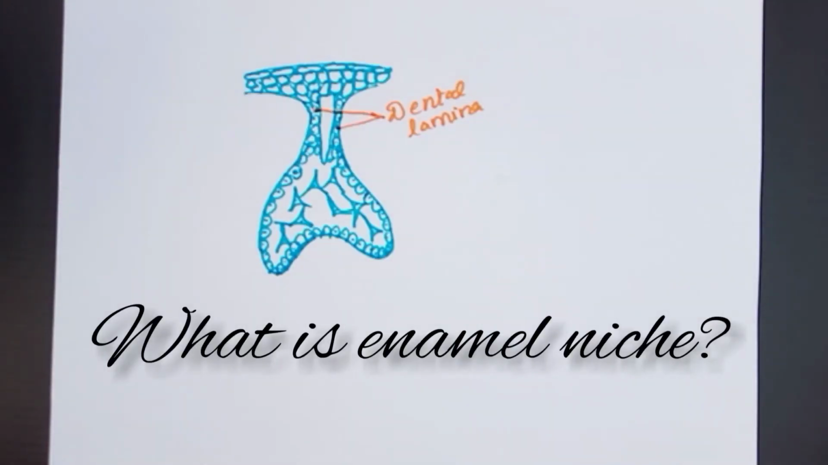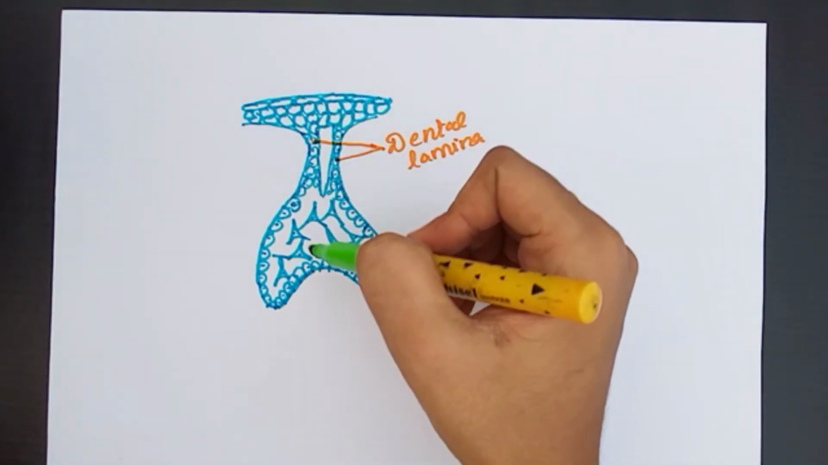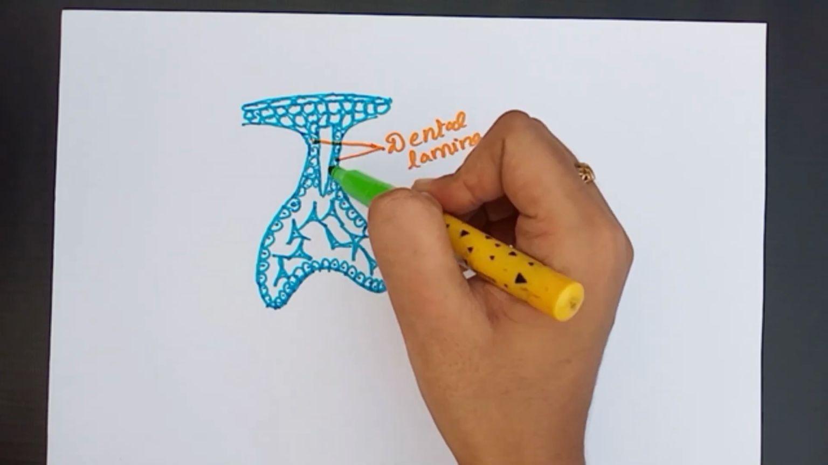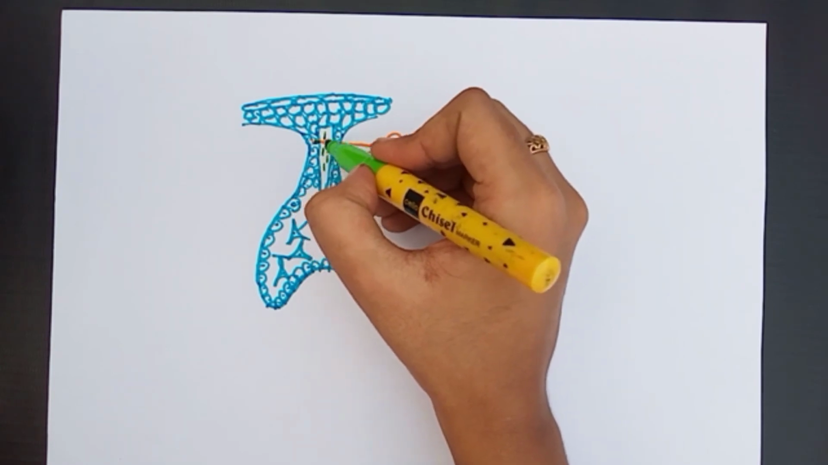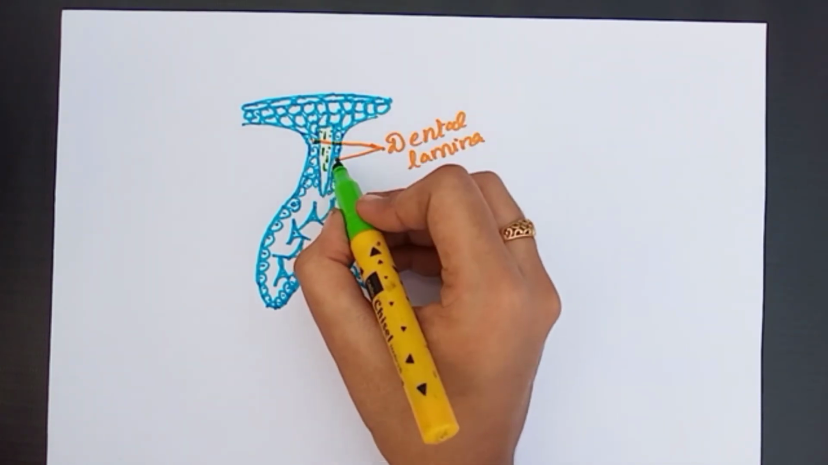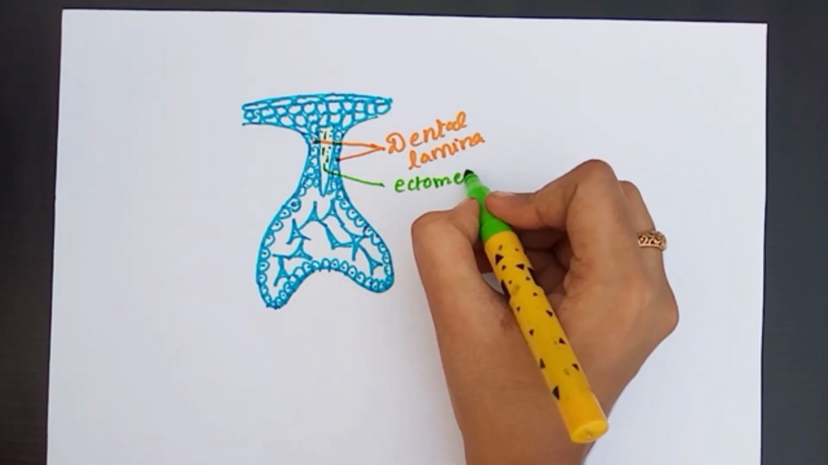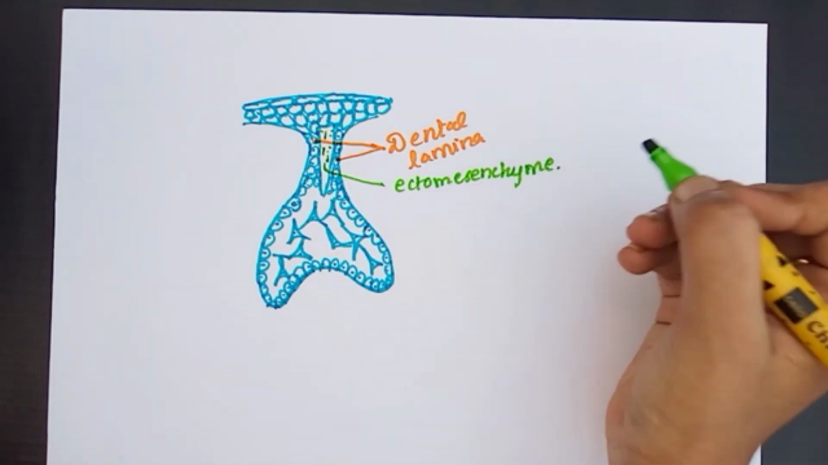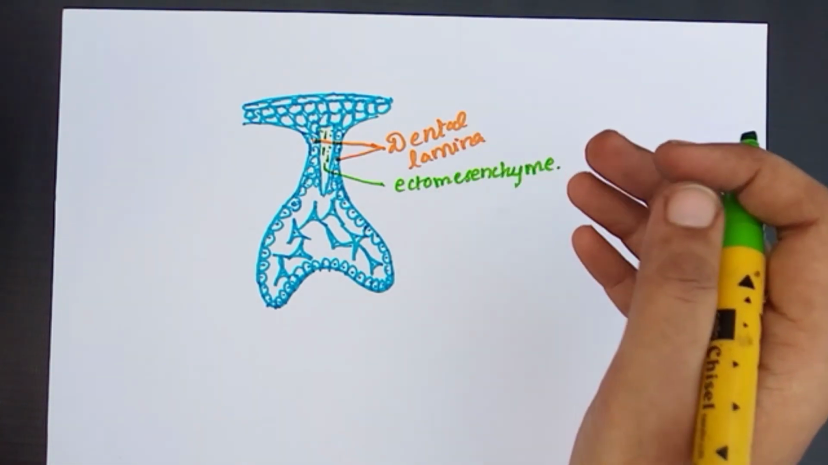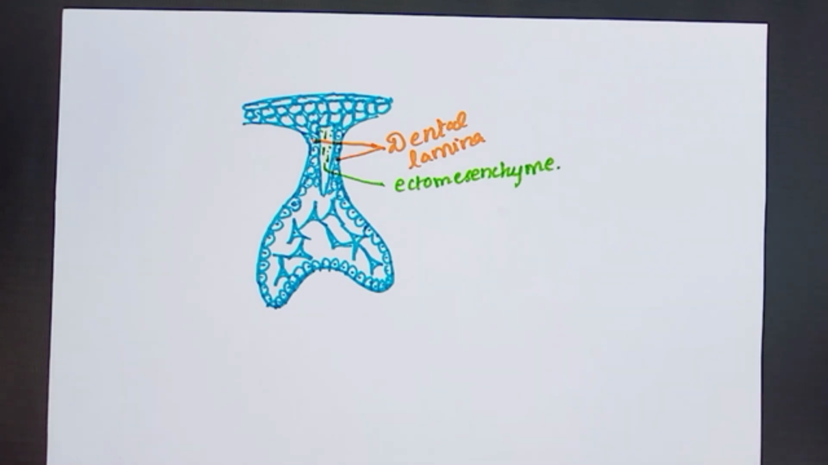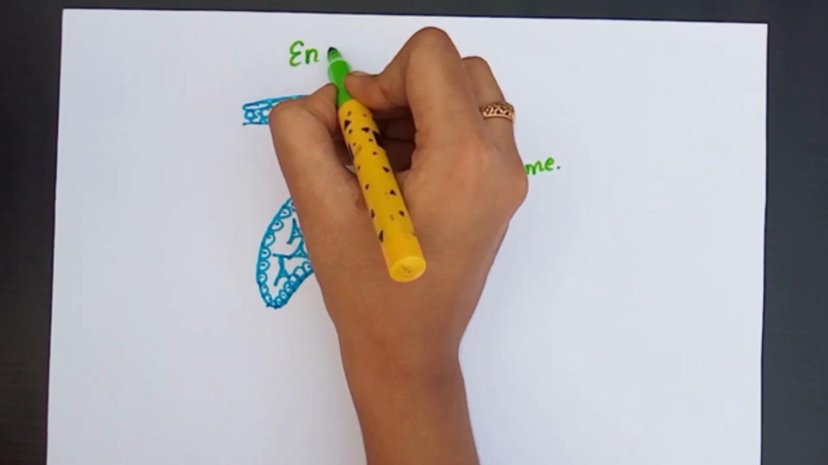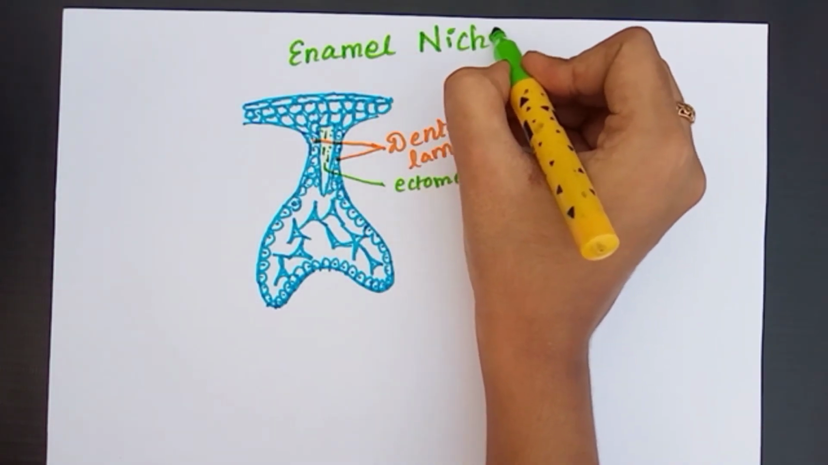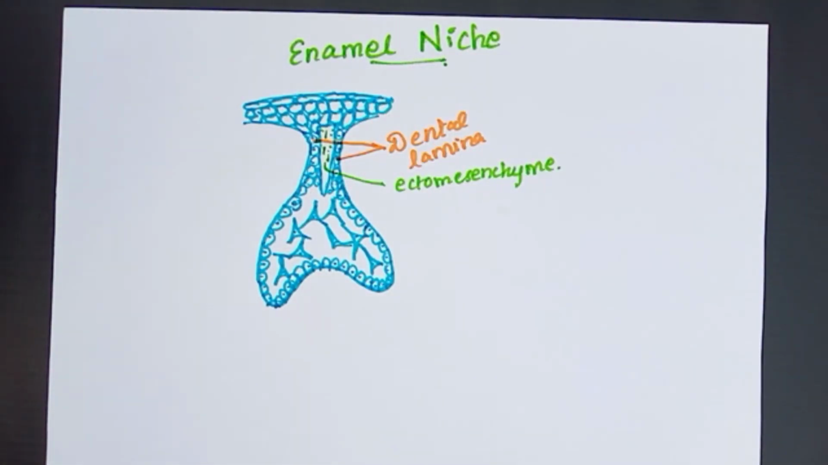Now let's see about enamel niche. The enamel organ may have a double attachment of dental lamina to the overlying oral epithelium, enclosing the ectomesenchyme. This is just a histologic structure seen under microscope. This double attachment of the dental lamina to the oral epithelium is called enamel niche. This appearance is due to the funnel-shaped depression of the dental lamina.